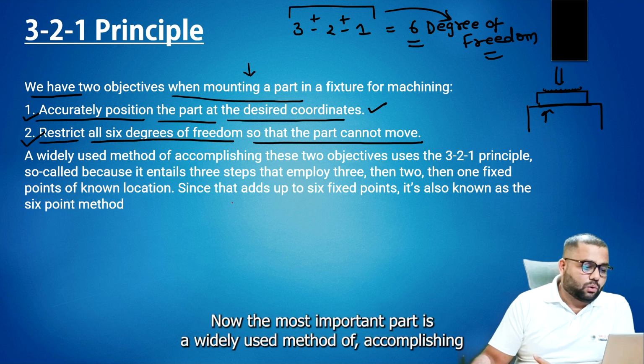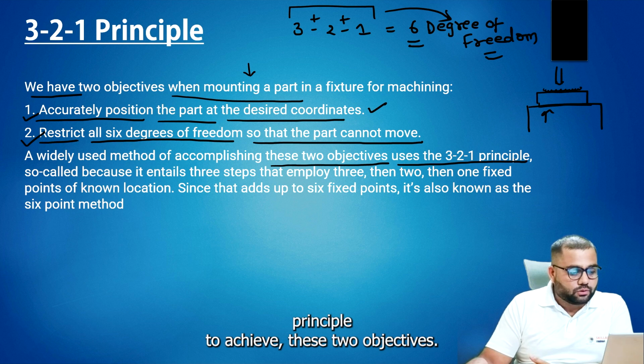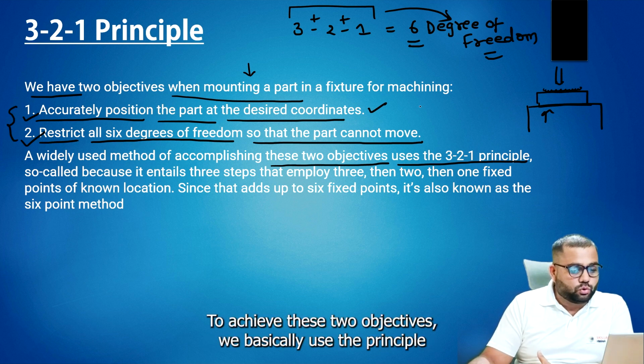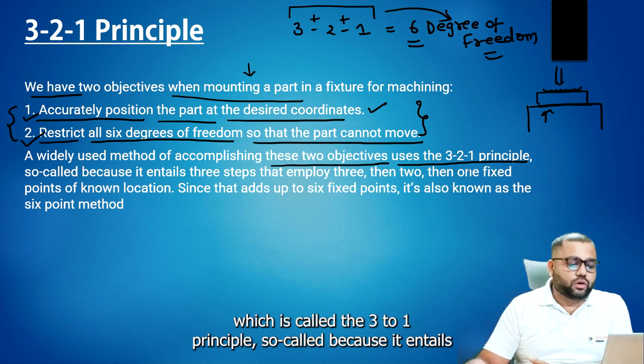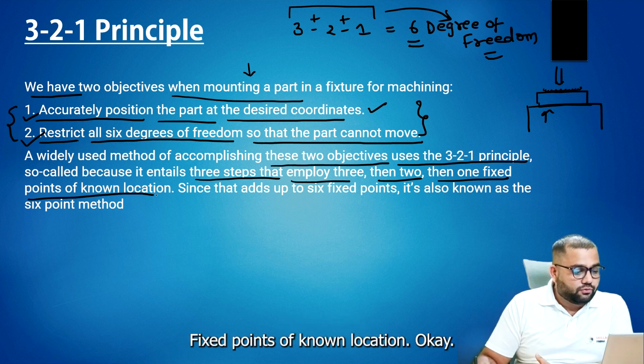Now the most important part: a widely used method of accomplishing these two objectives uses the 3-2-1 principle. To achieve these two objectives, we use the principle called the 3-2-1 principle, so called because it entails three steps that employ 3, then 2, then 1 fixed points of known location.